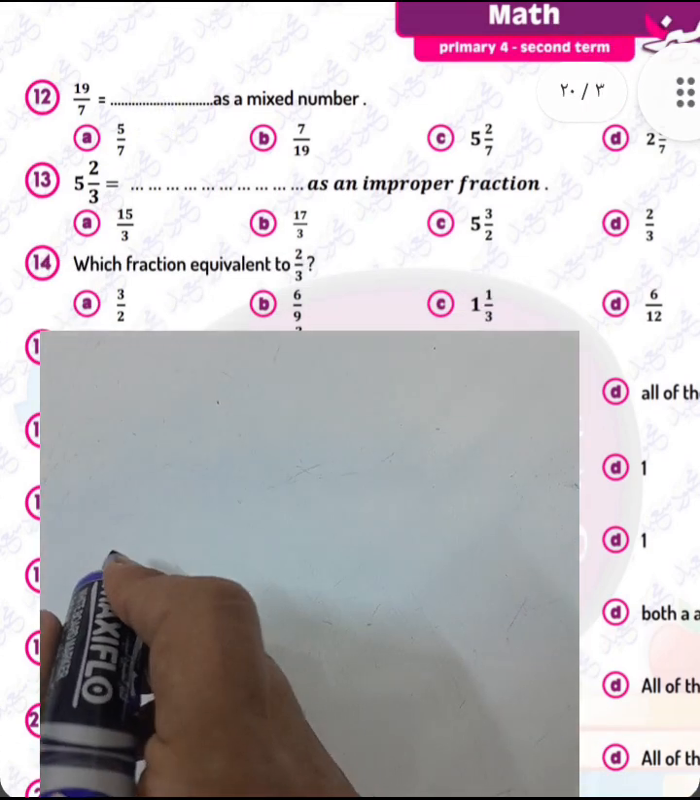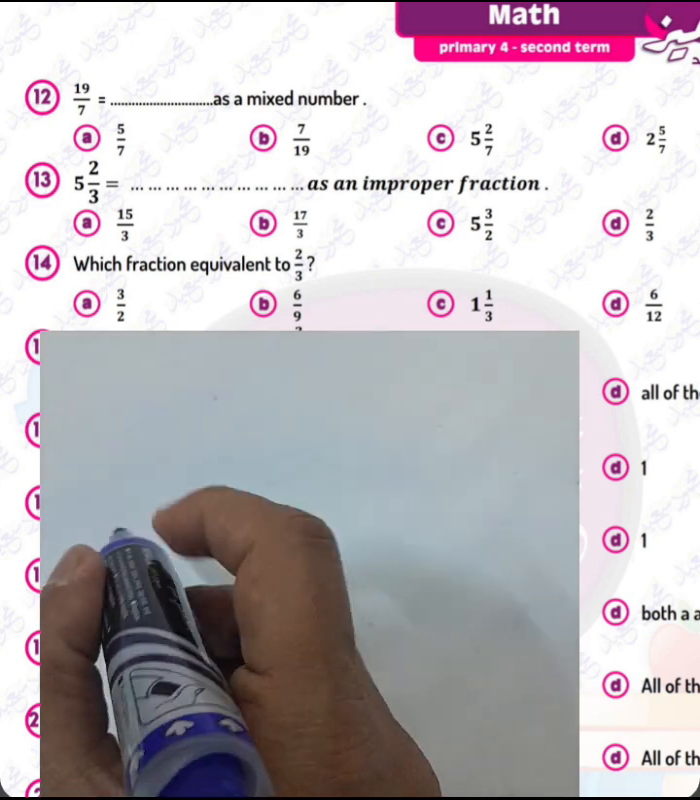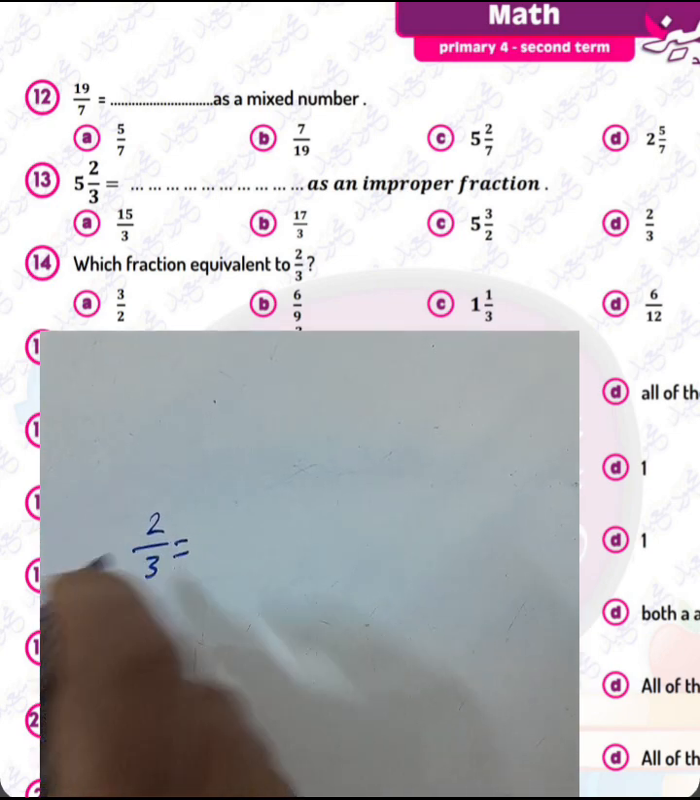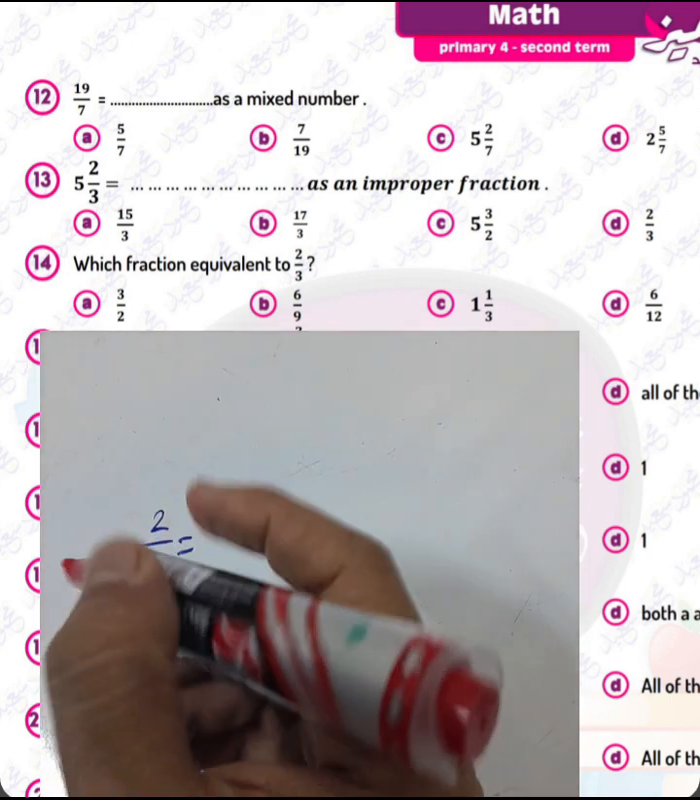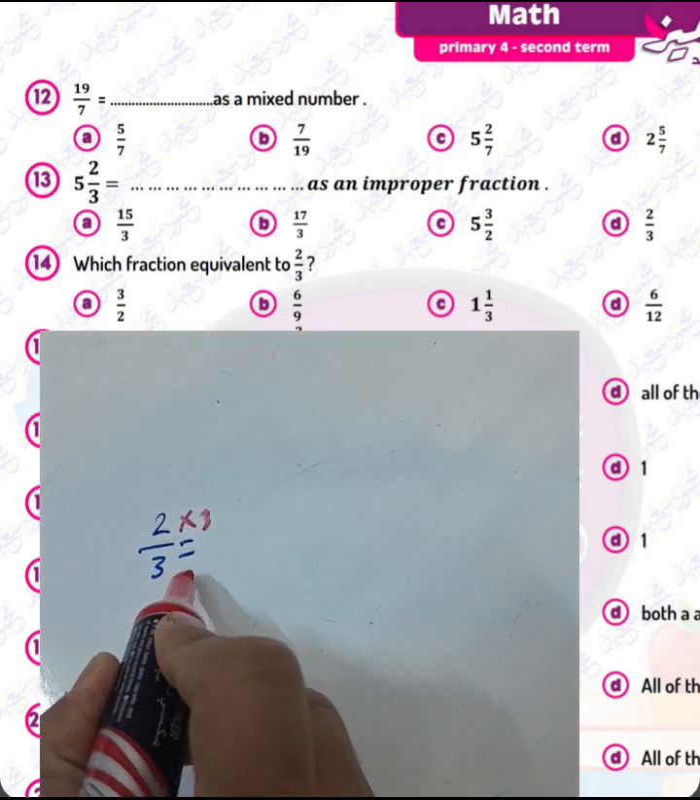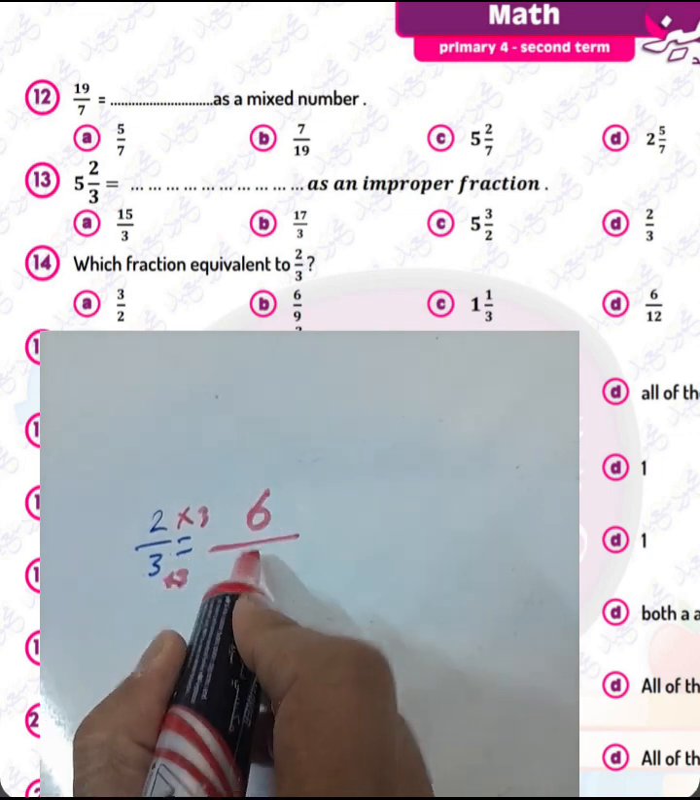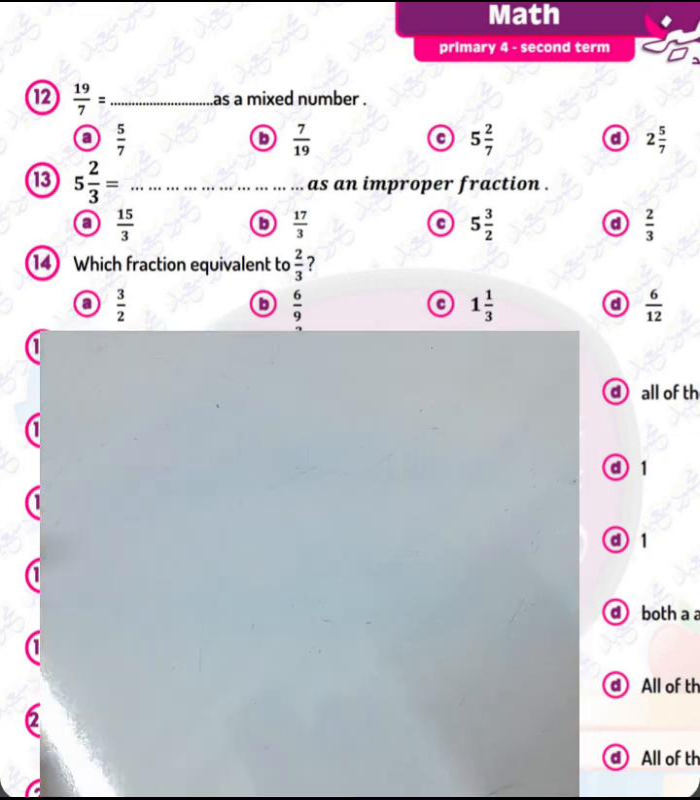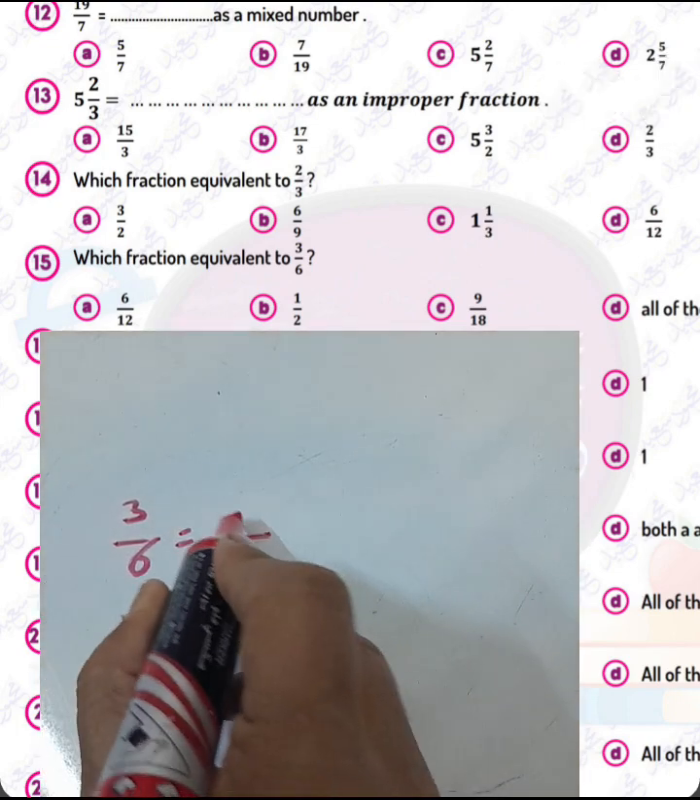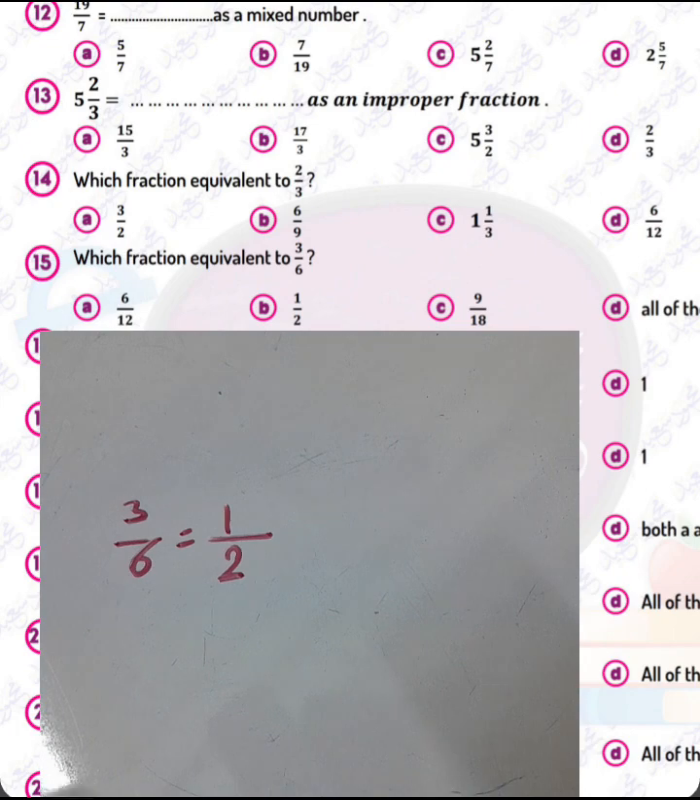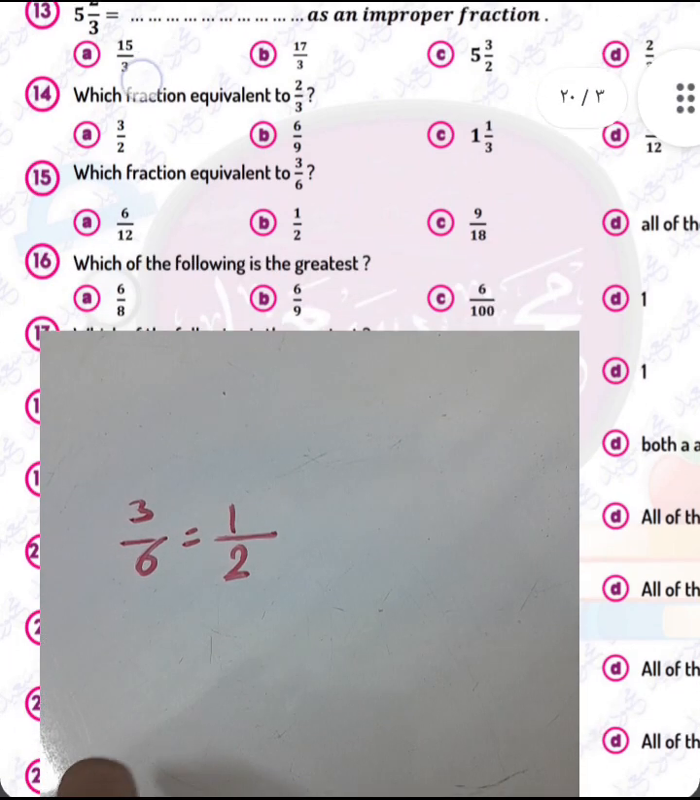Next question 14. Which fraction equivalent to 2 over 3? If we multiply numerator and denominator by 3, the result will be 6 over 9. Which fraction equivalent to 3 over 6? We know 3 is half of 6, then the result will be 1 over 2. We divide 3 and 6 by 3.